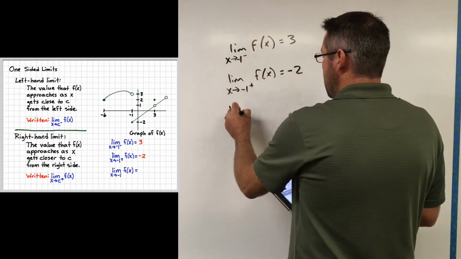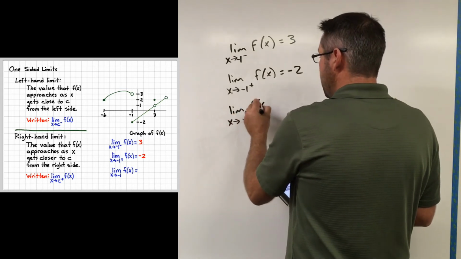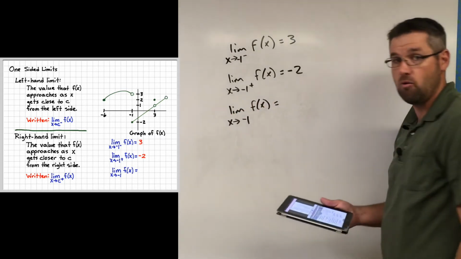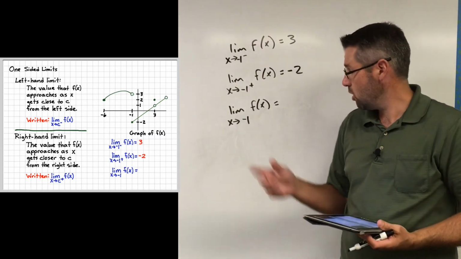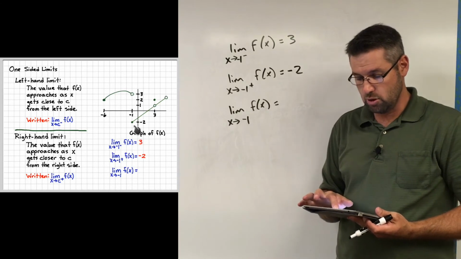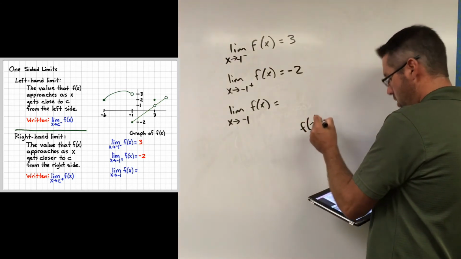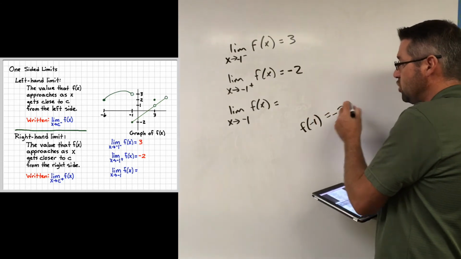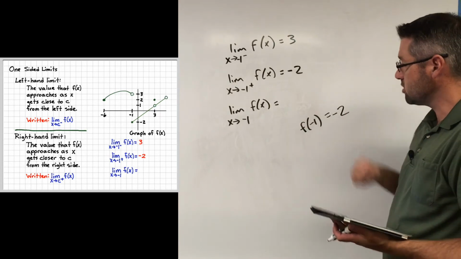What is the limit as x approaches negative 1 of f of x? So this is just saying what's the limit overall. Here's where a lot of students fall into a trap. They say, well, look, there's a closed circle here. So since f of negative 1 is negative 2, and that's true because there's a closed circle, then the limit must also be negative 2.